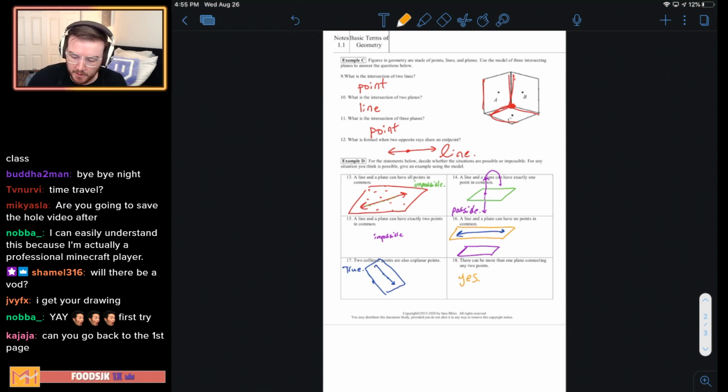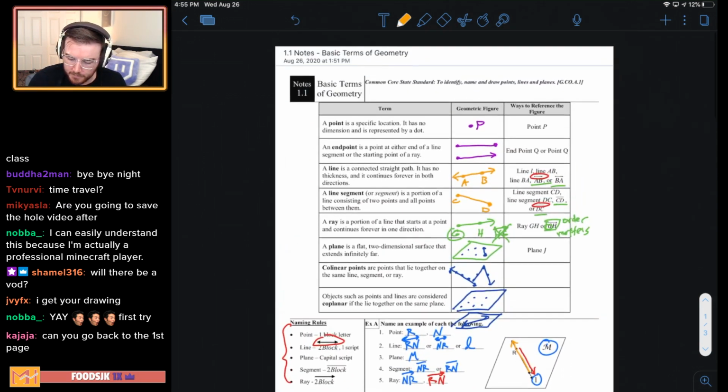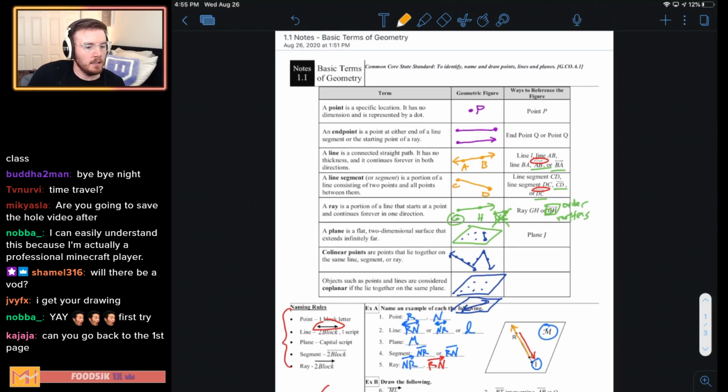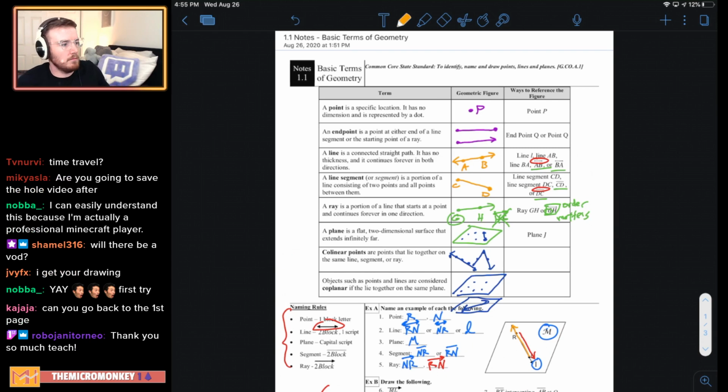Can you go back to the first page? Sure thing. No problem. I can easily understand this because I'm an actual professional Minecraft player.